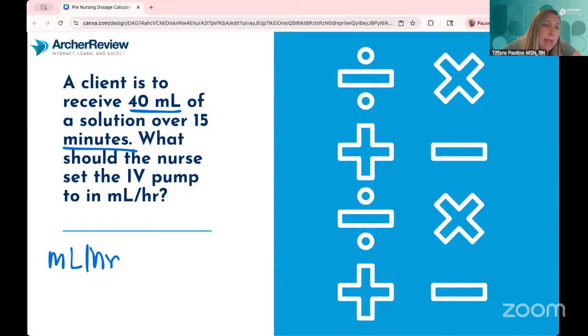You can think about how many 15s are there in an hour? Well, how many times do we need to go in a 60-minute period is 15 minutes. So it's 15 minutes, 30 minutes, 45 minutes, and then an hour. So that's 4 times. So a simple way to do this is multiply 40 times 4. And that's going to give me how many milliliters per hour I need to give. So if I multiply 4 times 40, because there's 15 minutes in 1 hour, that'll give me 160 milliliters per hour.